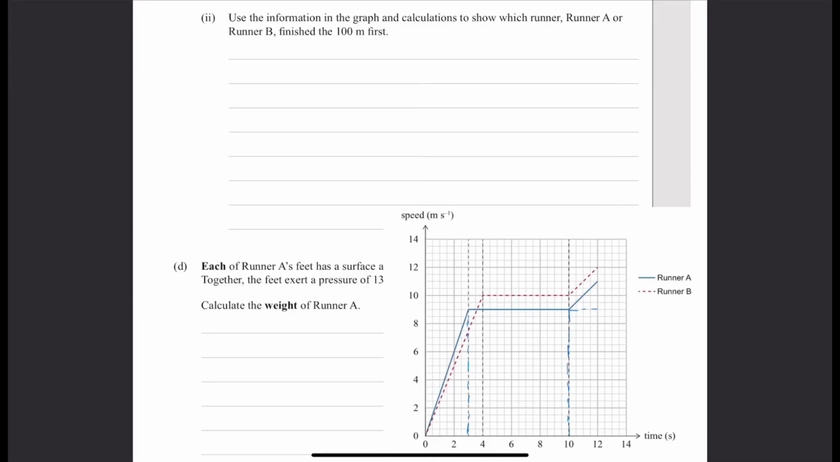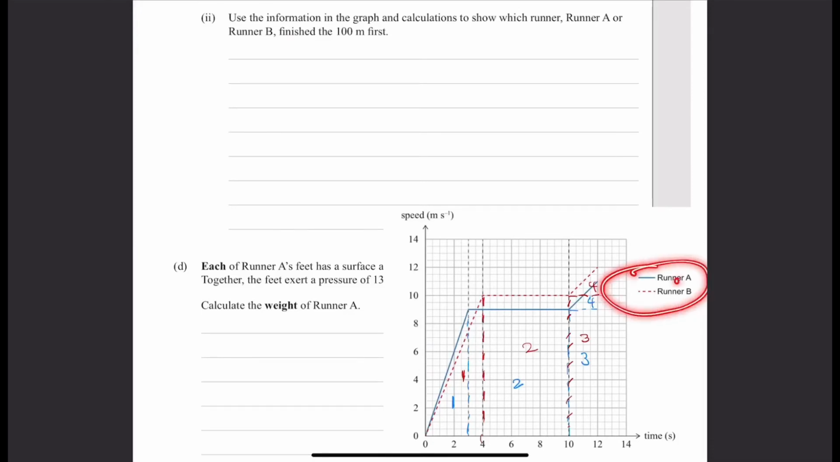Okay, so for runner A, I've got 1, 2, 3, 4 calculations I need to make. For runner B, I'm going to do the same, identify any shapes. Now there is going to be an overlap here, so I'm just going to mark a different shape. Okay, so I've got 1, 2, and again a 3 and a 4. But they're slightly different shapes, so we'll get different calculations for those.